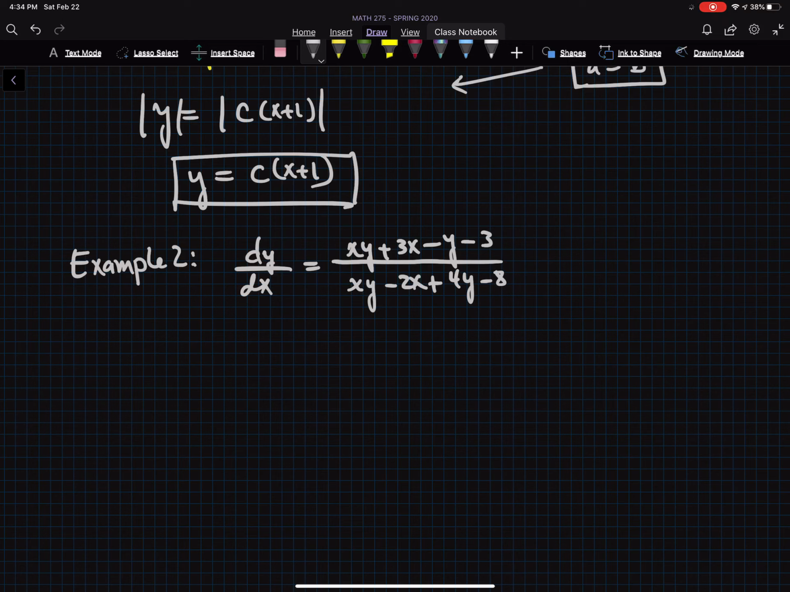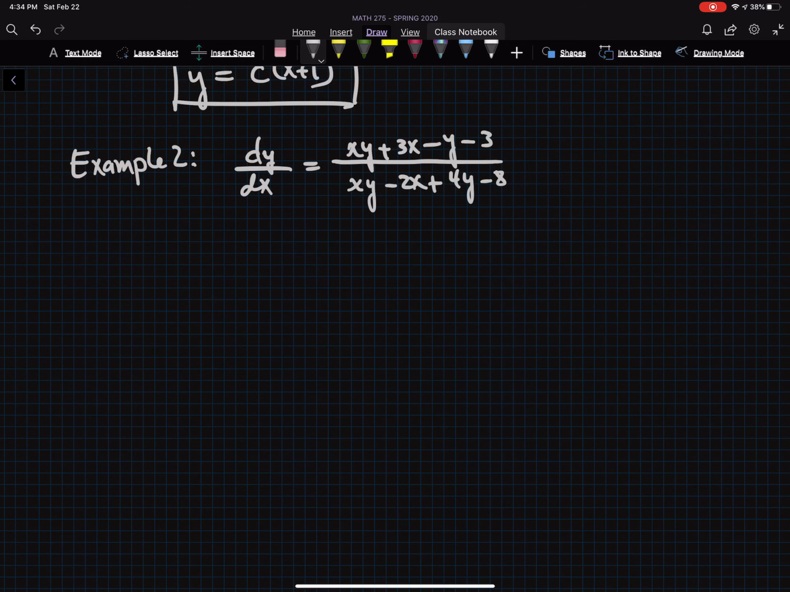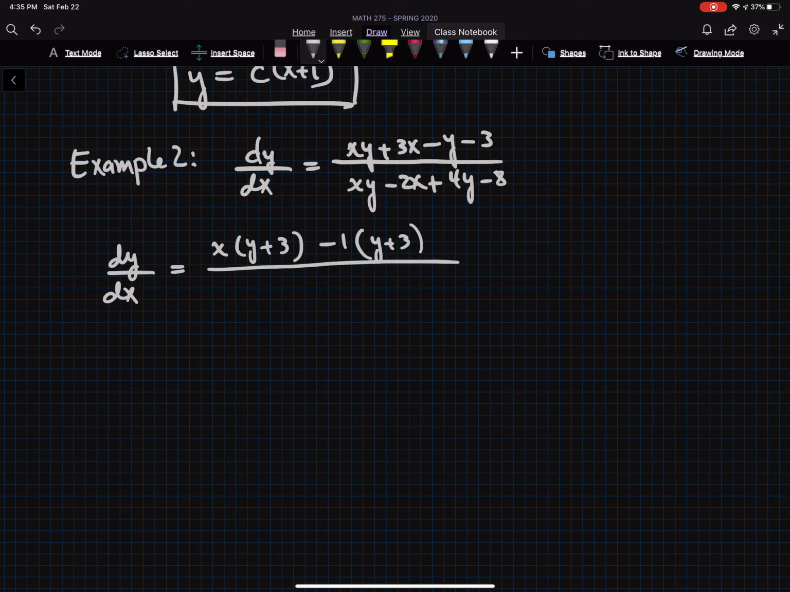Now again, this feels like it's a separable differential equation because when I'm looking at the right-hand side, I can clearly see the factoring possibilities there. So I'm going to pursue that and see if that'll take me to where I could completely separate x's and y's. So I'll start with doing some factoring here. I'll pull out an x, y plus 3, factor out a minus 1, y plus 3. From the denominator, I'm going to factor out an x, y minus 2. And from the other two, I'll factor out a 4, which will give me y minus 2.